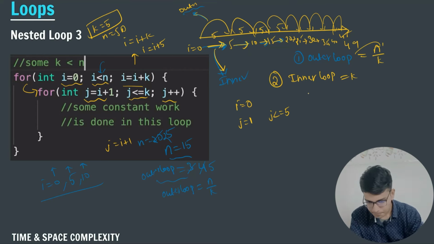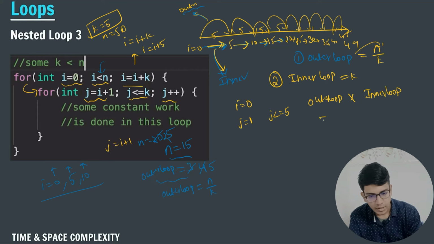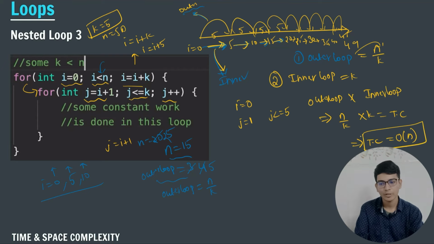So here, outer loop into inner loop, that is n divided by k into k. This will give me our time complexity. So here time complexity is equal to big O of n. So this is the example I wanted to show you guys.